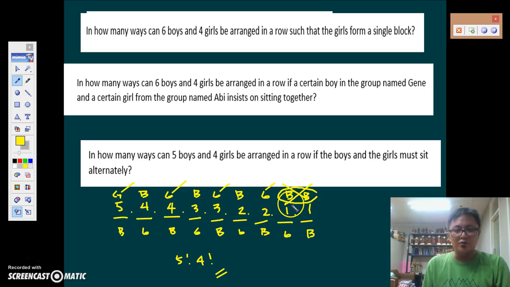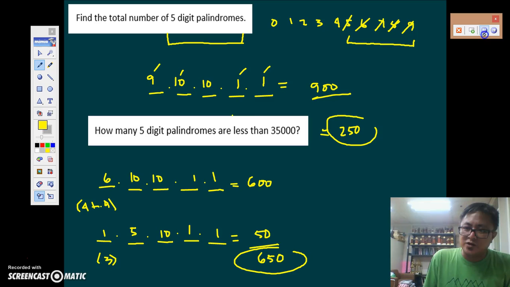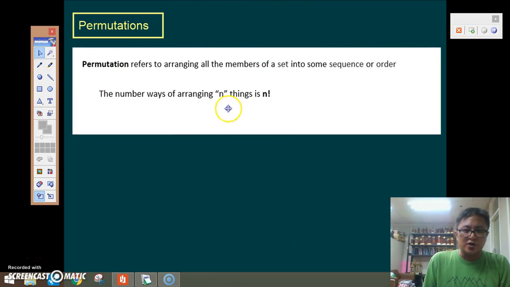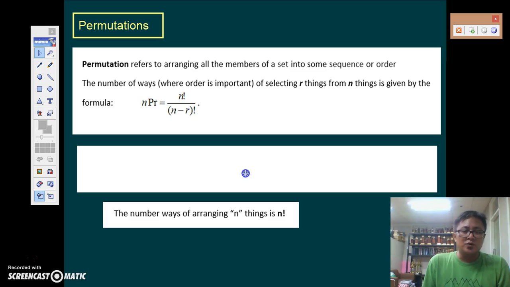But love wins. So anyway, in the next video lesson, we will be answering permutations of this kind. In this lesson, we are answering only arrangement of n things, which is n factorial. Next time, we will be answering what if we arrange or select r things from n things, which will be given by this formula, of which you already know a little bit.